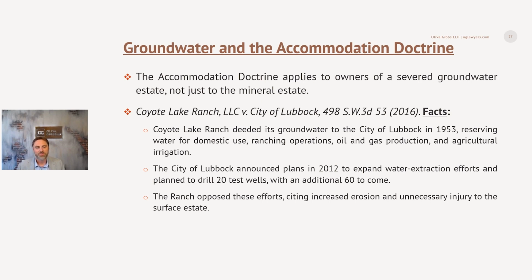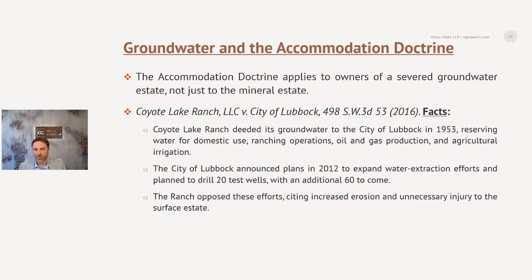So there, Coyote Lake Ranch had deeded its groundwater to the city of Lubbock back in 1953. They had reserved water for domestic use, ranching operations, oil and gas operations, and agricultural irrigation. The city of Lubbock then announced in 2012, so this was many years later, that it suddenly wanted to expand their water extraction efforts. So the ranch had these ongoing rights to use the water for their purposes.